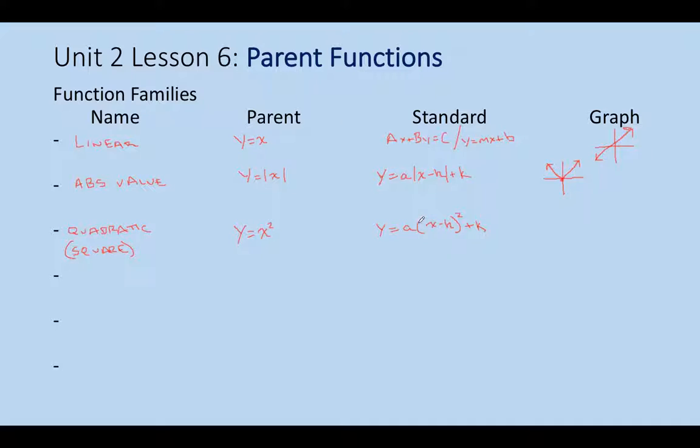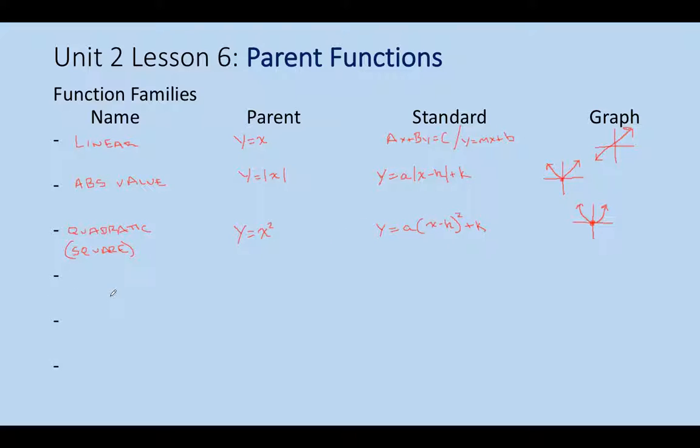And so you can see it has a lot of the same elements as the absolute value function. It's got an a scalar out front, it's got the h, it's got the k, it's minus h, it's plus k. And when I graph this, hopefully you remember that this is going to be a parabola, and its vertex is also right here at the origin.